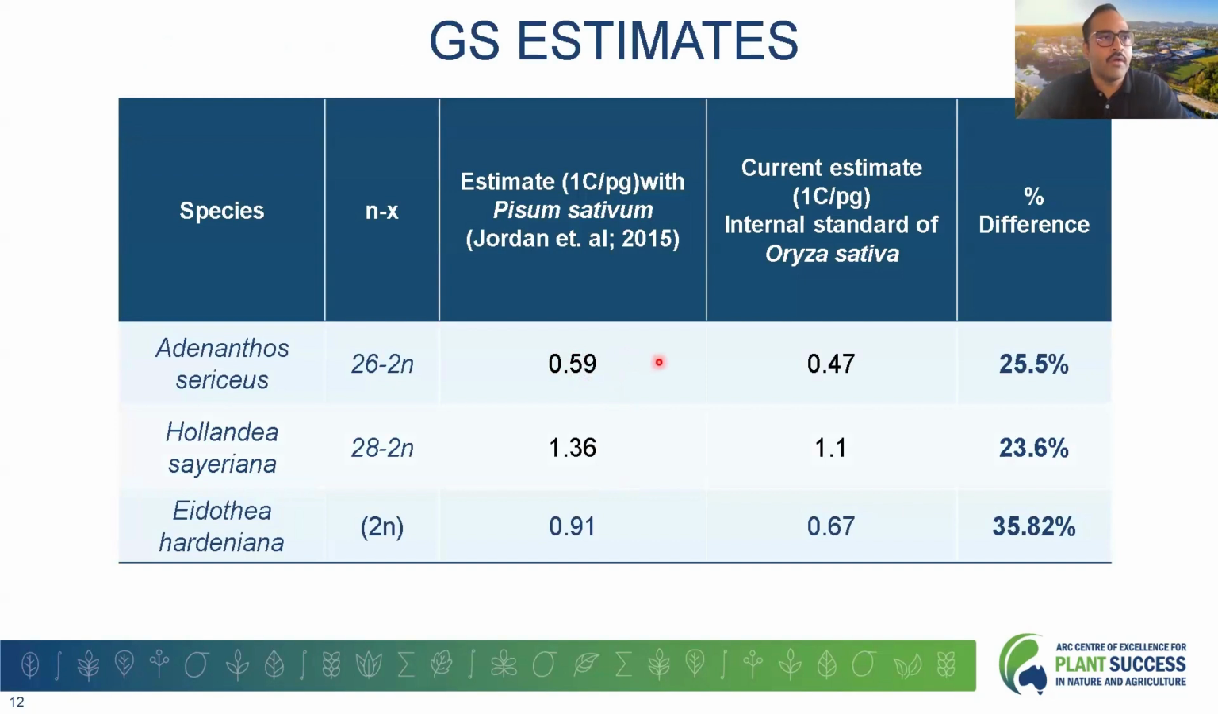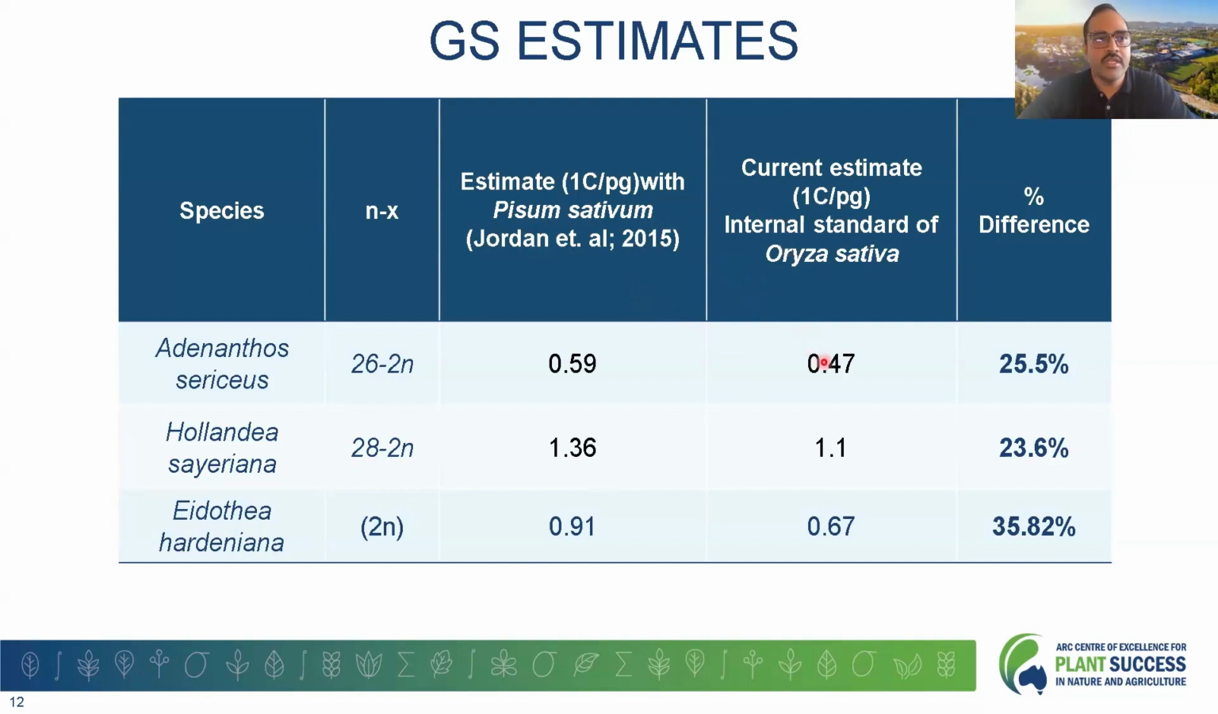However, we used that against Pisum sativum as the internal standard. We took Nipponbare rice in our case, given that it has multiple genome assemblies.